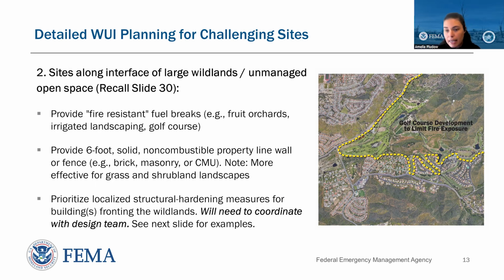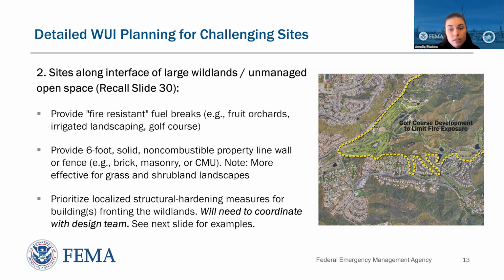Another condition that may be encountered is a development site may be located adjacent to or interfacing with large, uninterrupted wildland and unmanaged open spaces. This was a common situation that was observed following the Marshall Fire. In these instances, the fire was able to travel unobstructed through this open space before it reached the perimeter of the neighborhood, where it transitioned from a wildland fire into an urban conflagration.